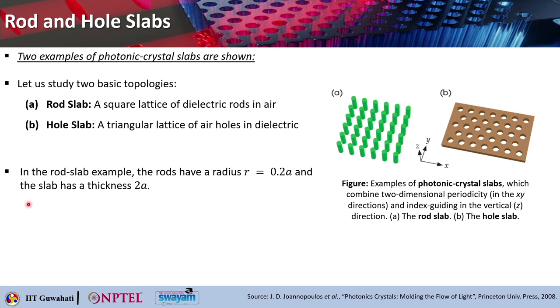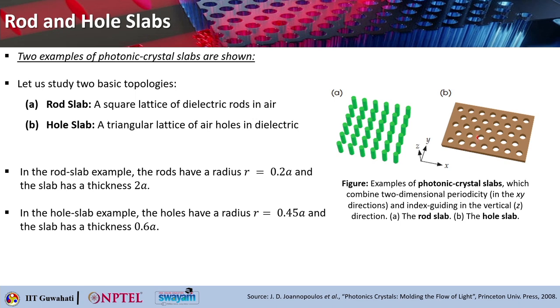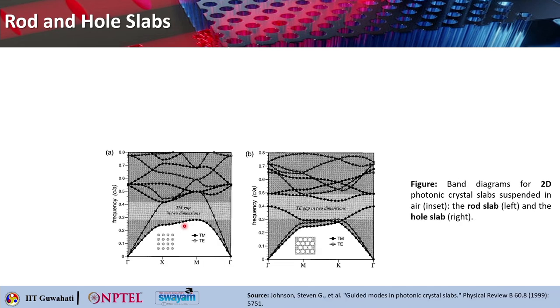So in the rod slab example, the rods have radius r equals 0.2a, and the overall slab has a thickness of 2a. And if you go to this hole slab example, here the holes have a radius r equals 0.45a, and the slab has a thickness of 0.6a.